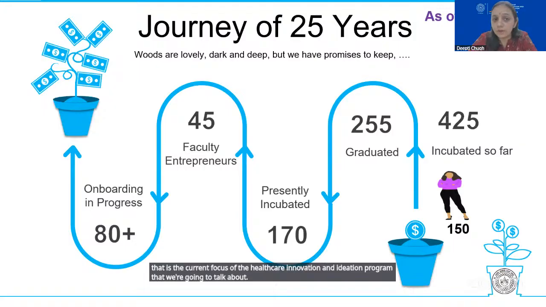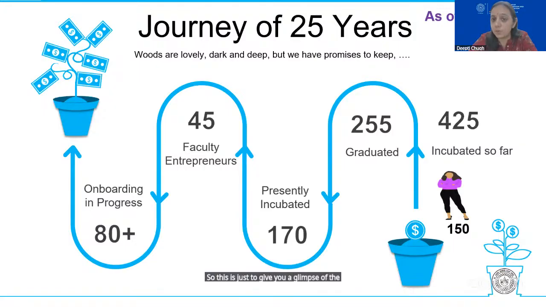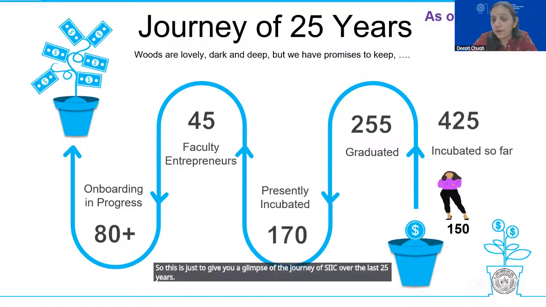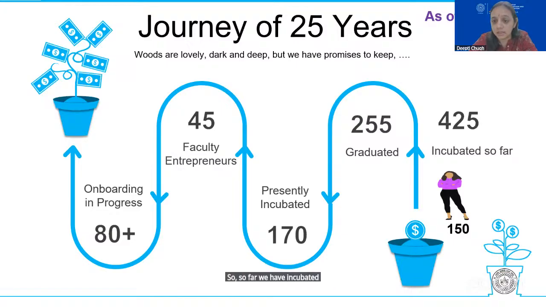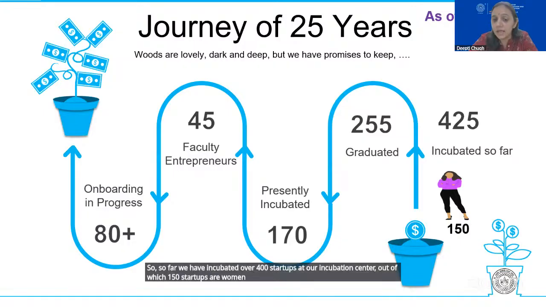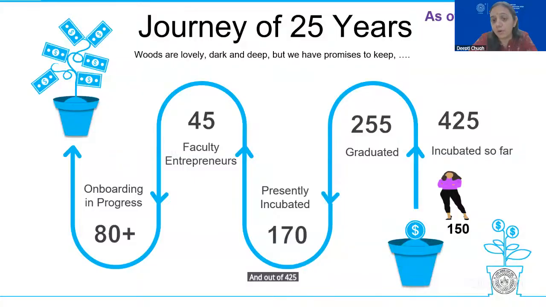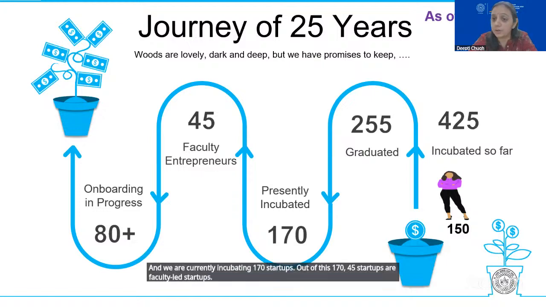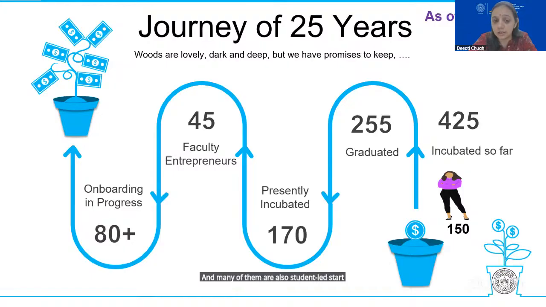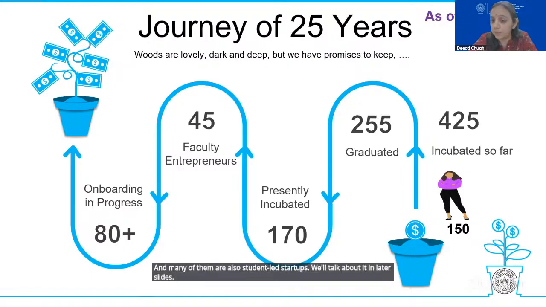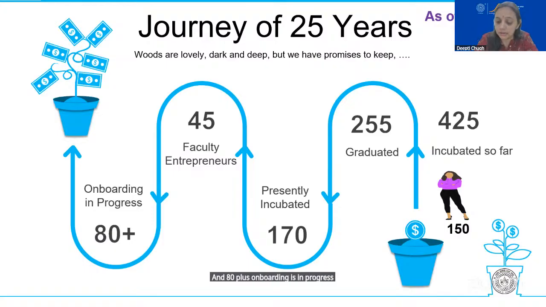So this is just to give you a glimpse of the journey of SIIC over the last 25 years. So far we have incubated over 400 startups at our incubation center, out of which 150 startups are women-led startups. And out of 425, 255 have already graduated from our incubation center, and we are currently incubating 170 startups. Out of this 170, 45 startups are faculty-led startups. And many of them are also student-led startups. We'll talk about it in later slides. And 80 plus onboarding is in progress at the incubation center.